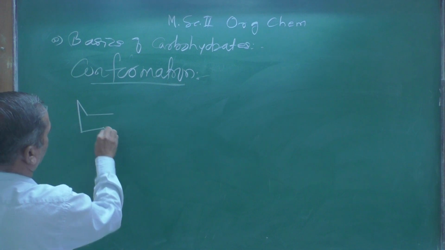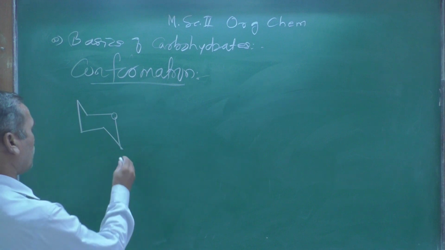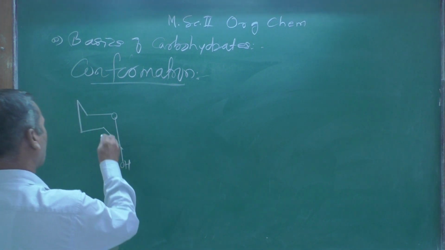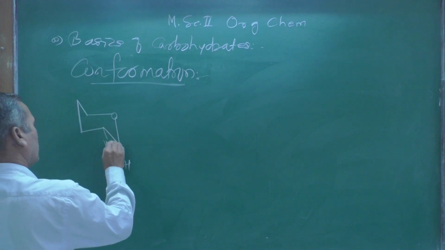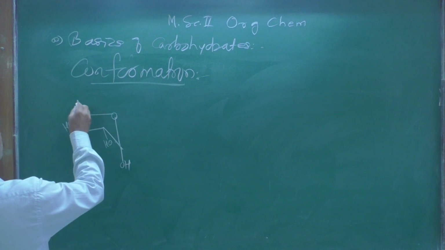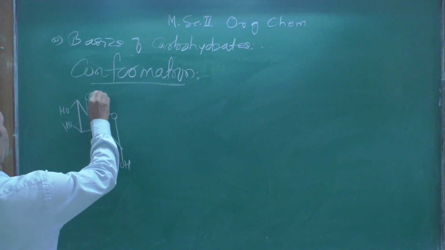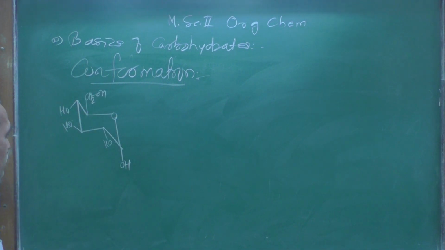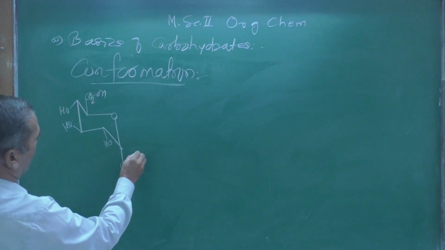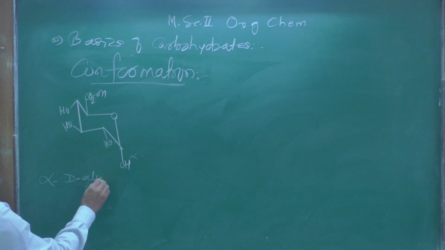Now let's see the conformation I am writing over here. Look at this, this is a chair conformation of alpha. Alpha means that the hydroxy group is below the plane, and all other hydroxy groups remain at equatorial positions. This hydroxy group is below the plane, on the alpha side, and therefore it is alpha D glucopyranose.